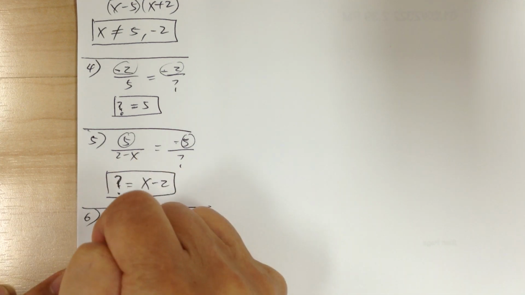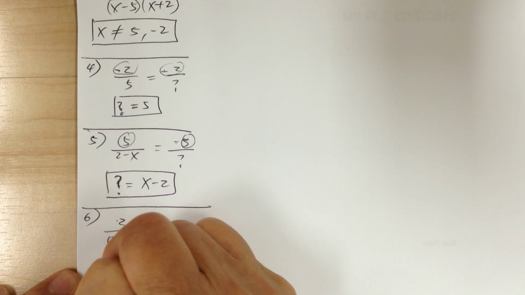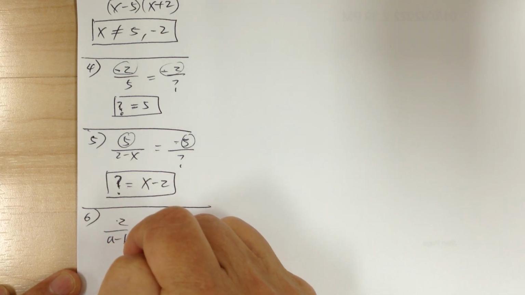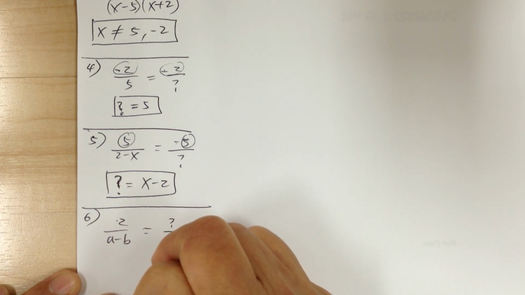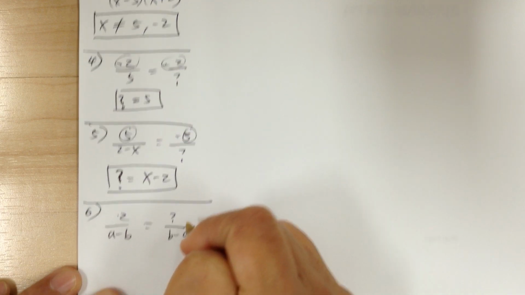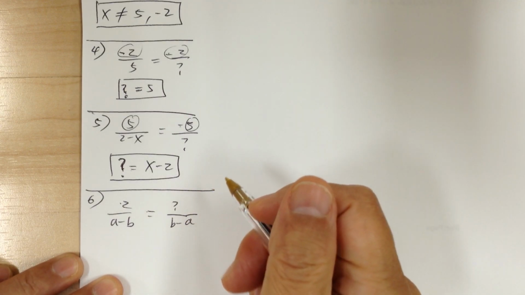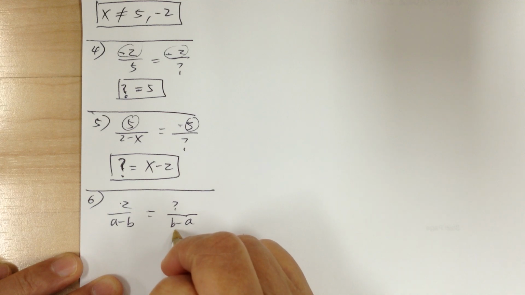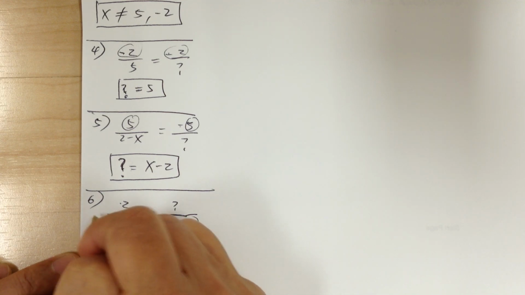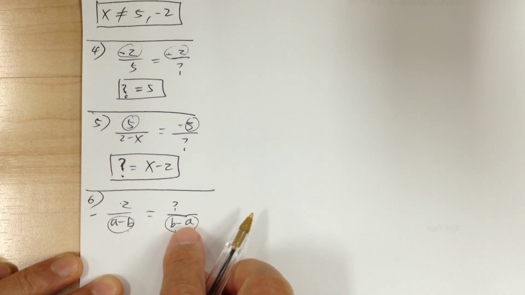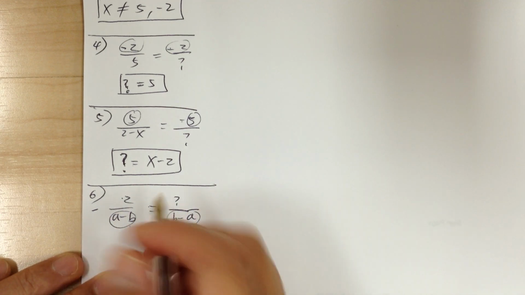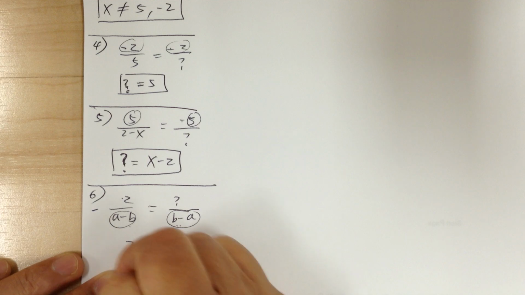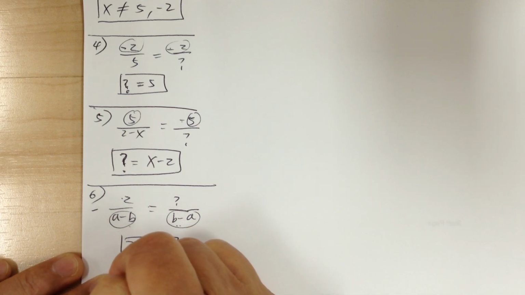Okay, number 6. 2 over a minus b equal to question mark over b minus a. So notice you got b minus a and a minus b, right? When you match that, you have to put a negative, because they are opposite of each other. And so question mark is equal to negative 2.